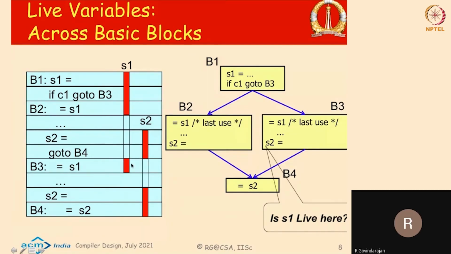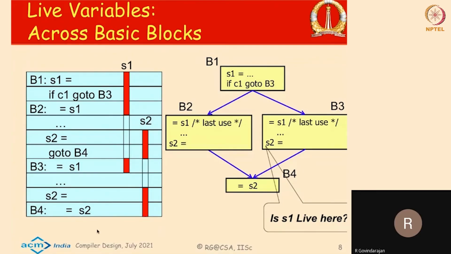Similarly, if you look at S2, S2 is live from the last instruction in this basic block up to the end of this basic block, as well as from the last instruction in this basic block up to the end of the basic block, but also up to this particular instruction. So essentially S2 is live from here to here, and from here to there, and irrespective of which basic block you have executed, S2 is also live in basic block B4. So this is how you define these live variables. There are also other definitions that people talk about, but let's stick with this particular definition.